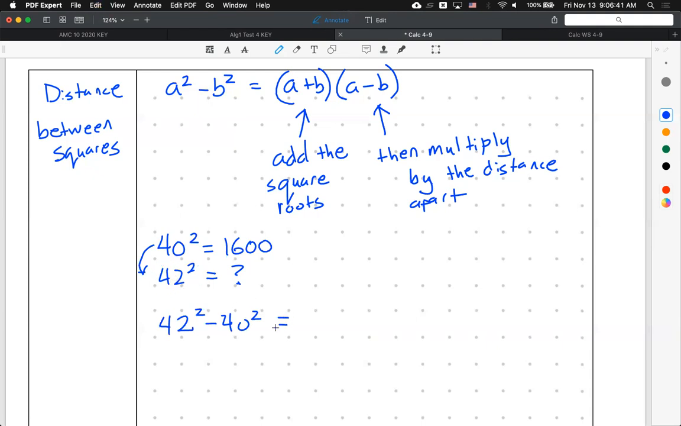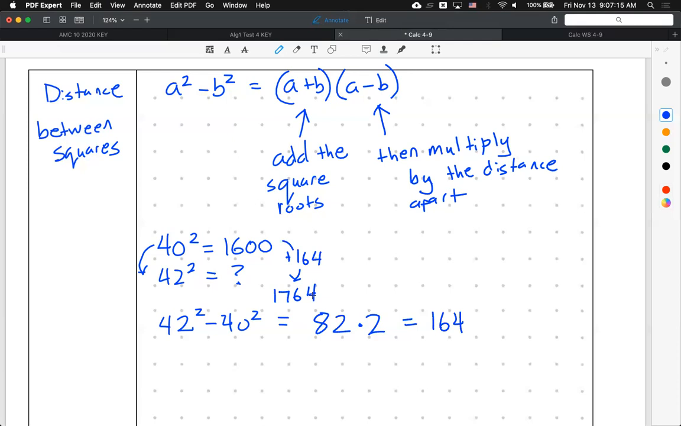All right, so again, I add the square roots, so I add 42 and 40, and you get 82. And I multiply by the distance apart. How far are 42 and 40? 2. Which means the distance that these two squares are apart is 164. Add 164 to 1,600 to get to your real number, which is 1,764. Cute little math trick, right?